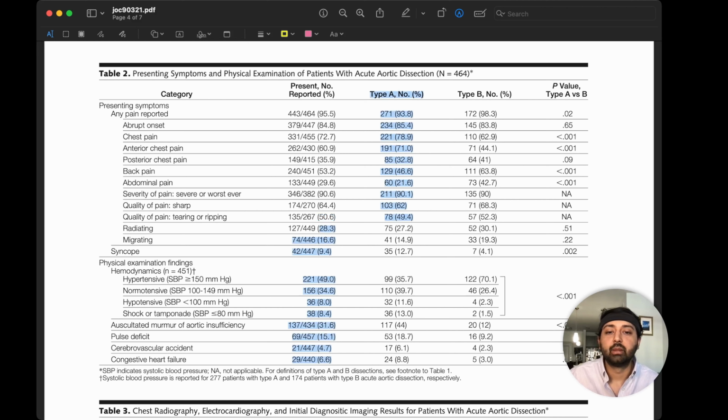Only 28% of people said their pain had a radiating component. So if you're looking for that pain going front to back, it's just not good enough.